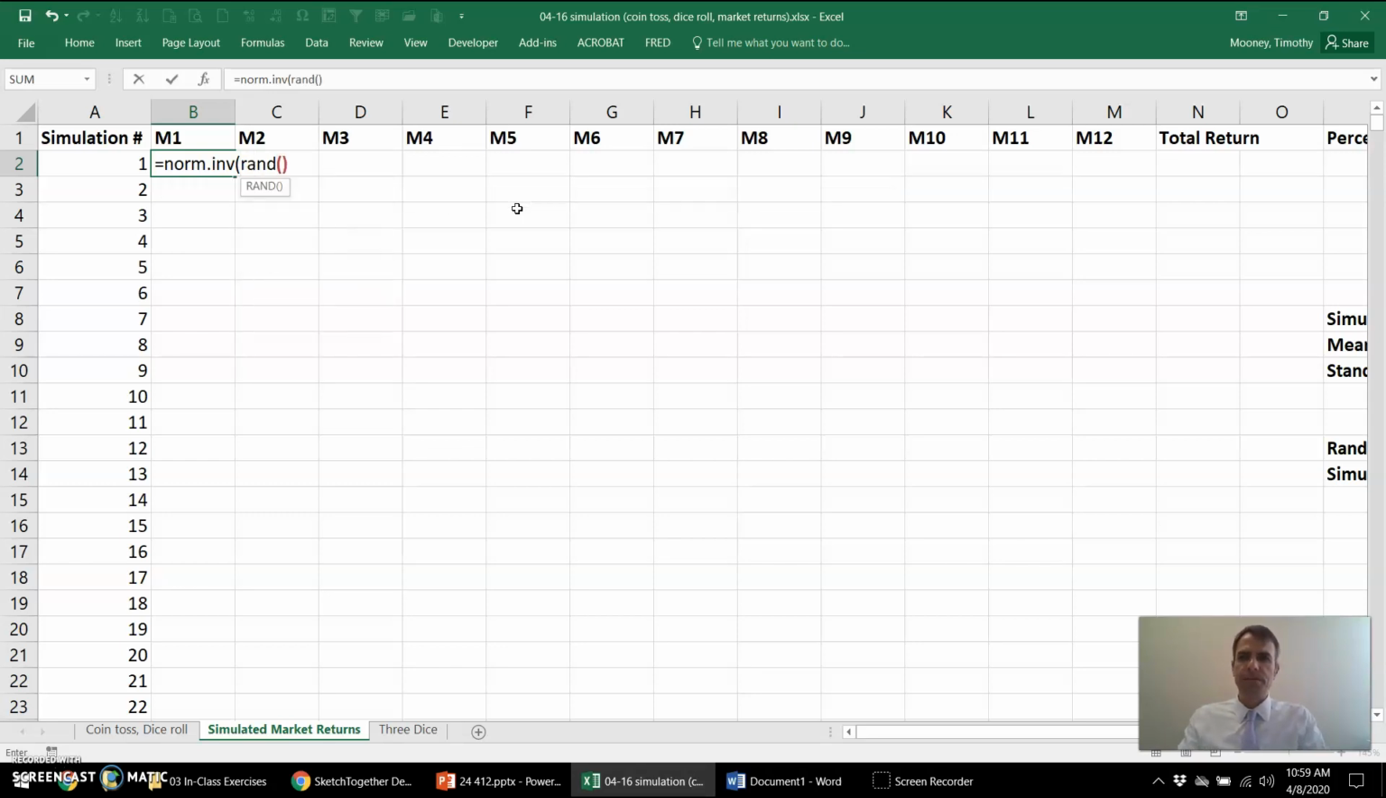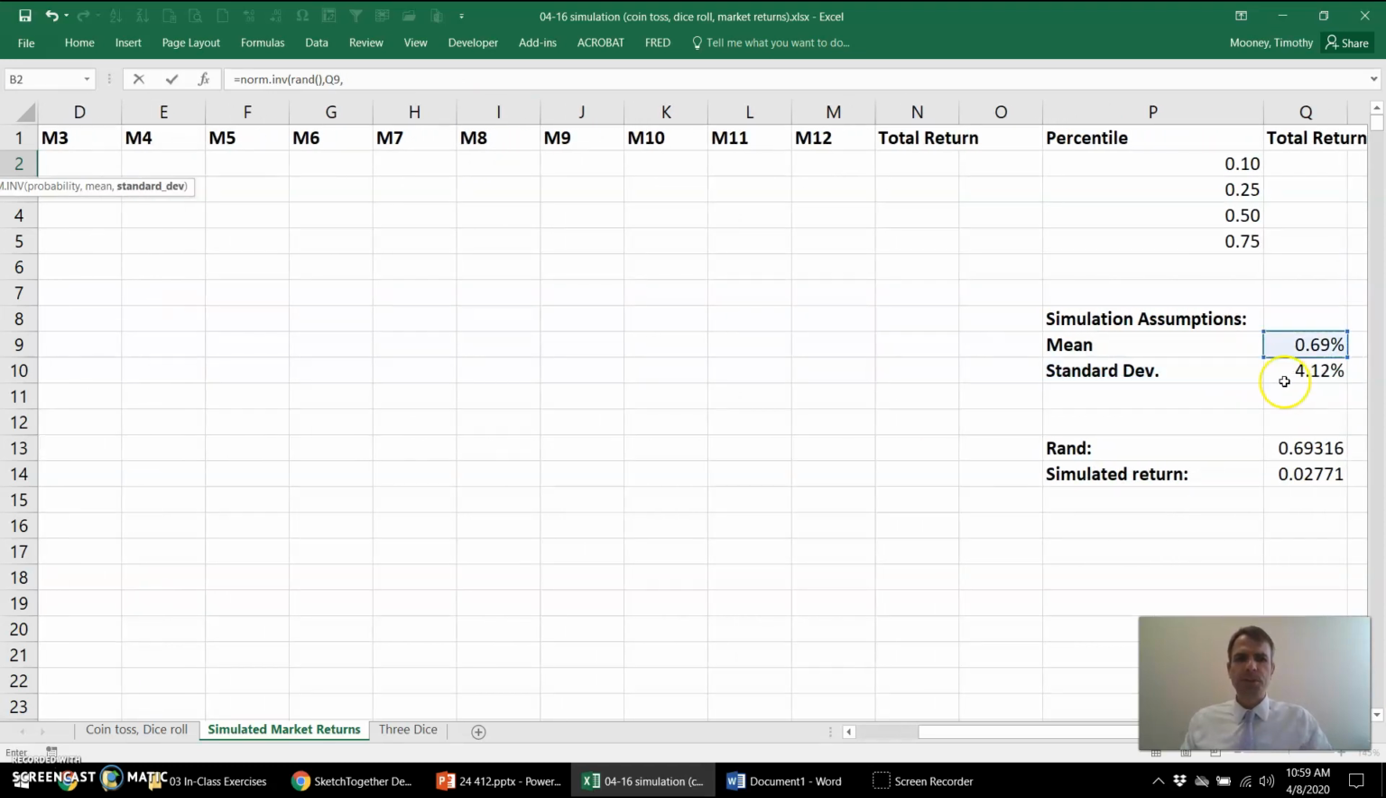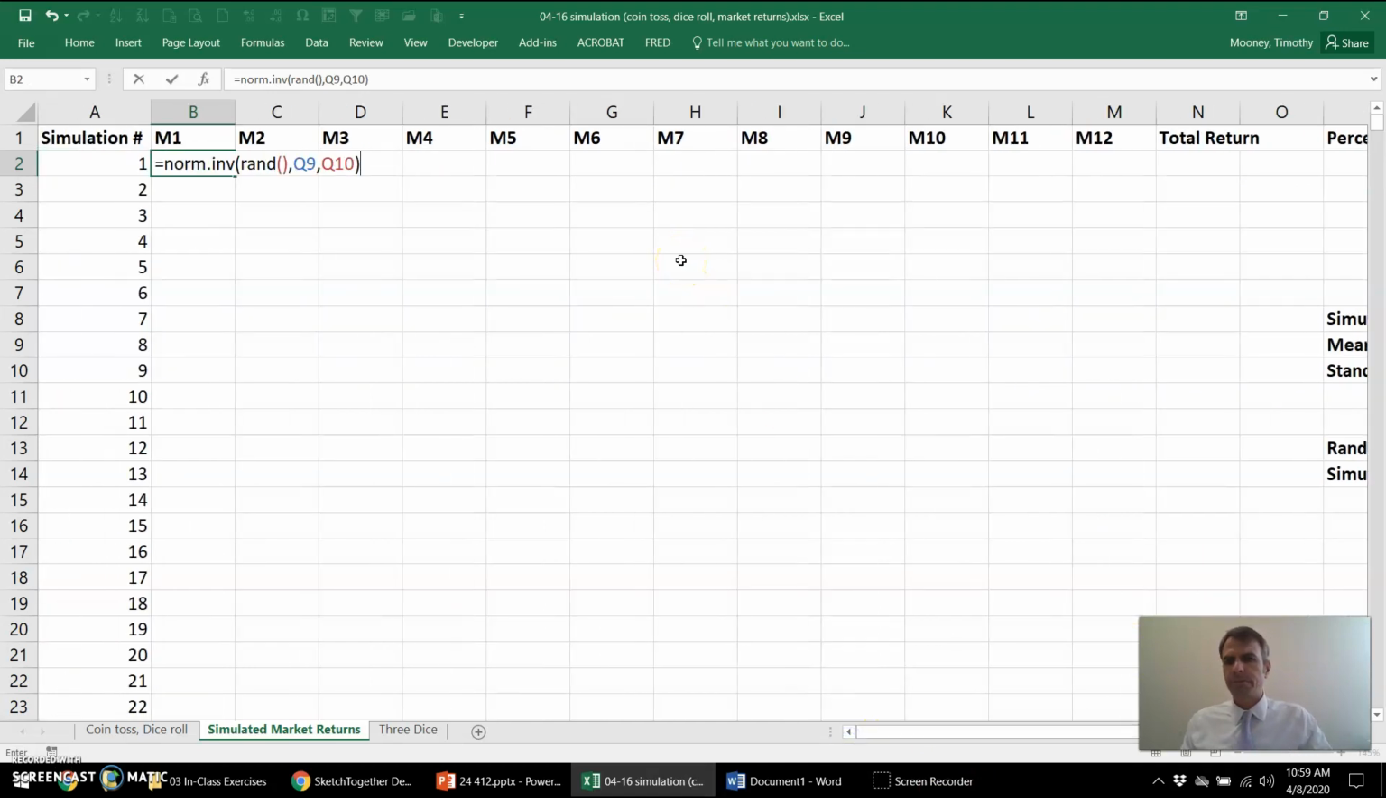So we use the NORM.INV function. The first argument of the function is the RAND function. And for the second and third arguments, we give some assumed mean and standard deviation. And then we've got a simulated return, which simulates a normal return distribution with a mean of 0.69% per month and a standard deviation of 4 point something percent per month. I got a simulated return of negative 1.546. So in future videos, we'll use simulated returns and see how to work with them in finance. Thanks for tuning in.